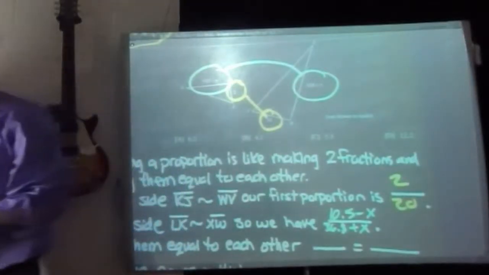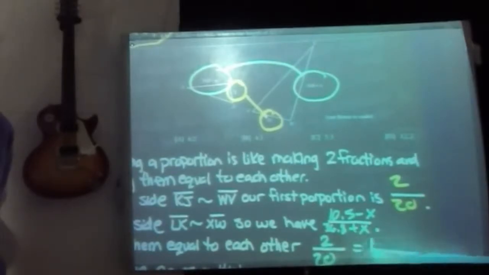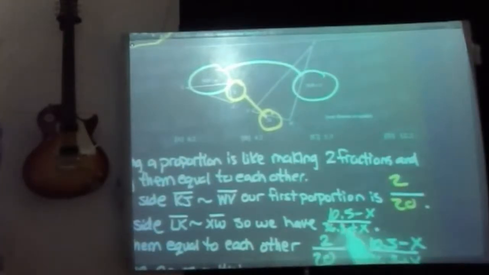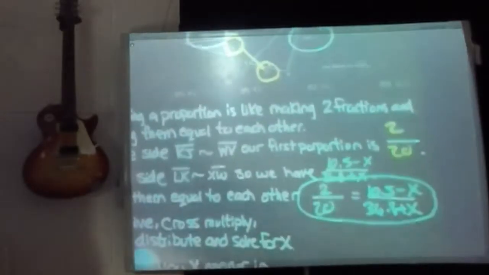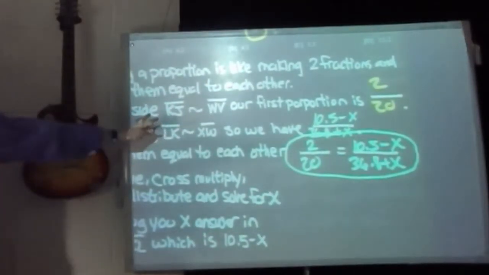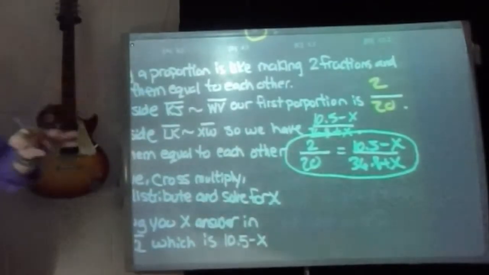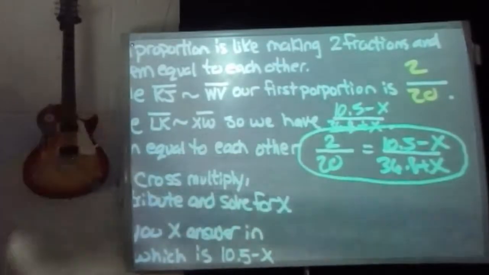Now you set these two things equal. So we're going to say 2 over 20 equals 10.5 minus x over 36.8 plus x. And I'll stop right there for a second. Do we have any questions of how we got there? We made the one proportion, we made the second proportion, and you set them equal. That's what making a proportion is all about.